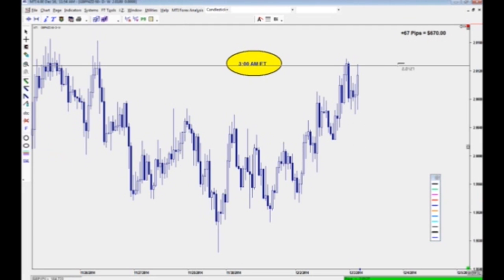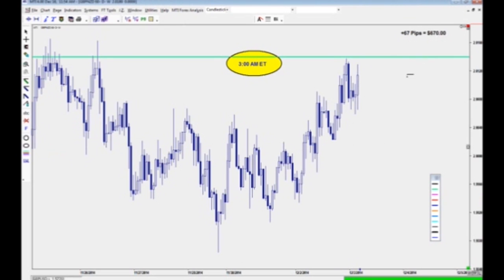How many of you remember? 10 pips above the high. So I'm going to go 10 pips above the high, drop it right there. And then I'm also going to go ahead and place a green line 5 pips below my low. So let's drop down 5 pips, and we're going to drop it right there, okay?